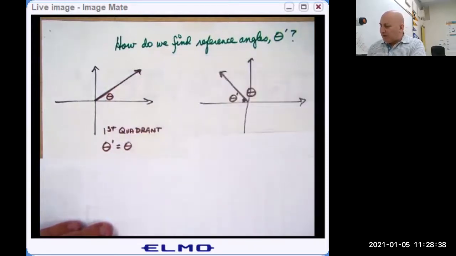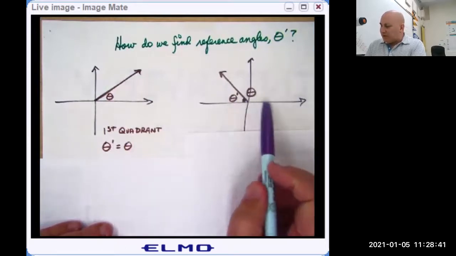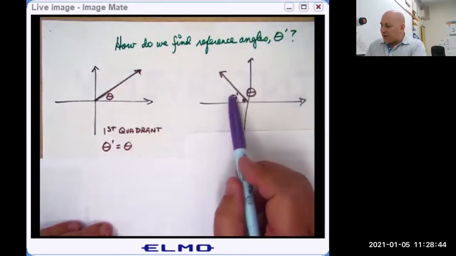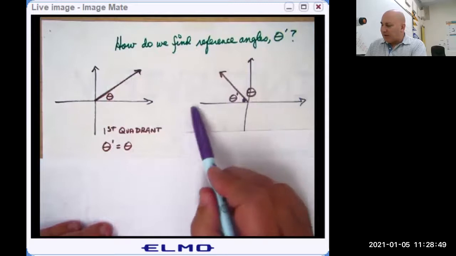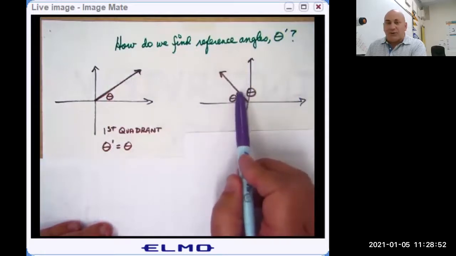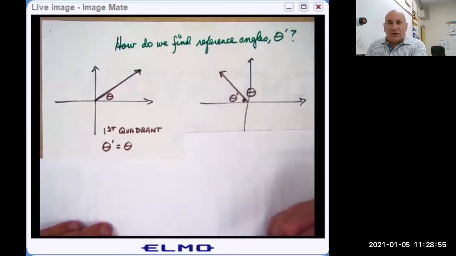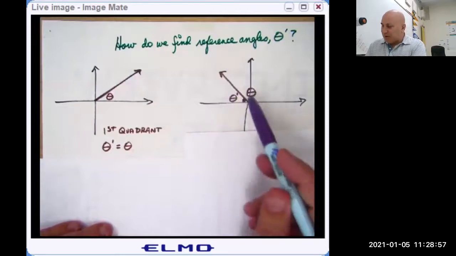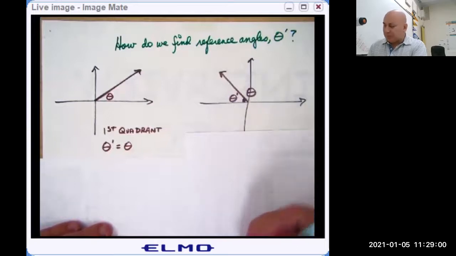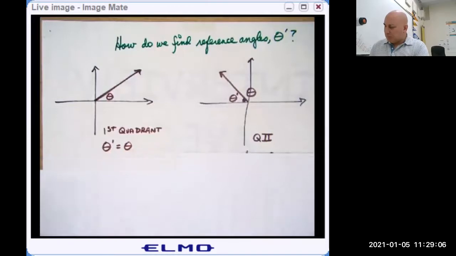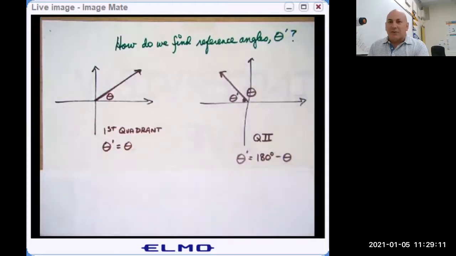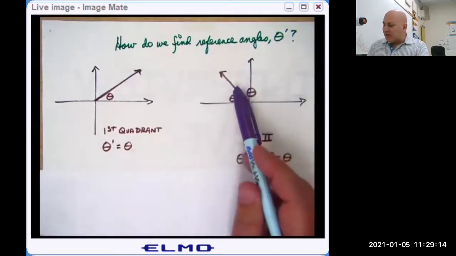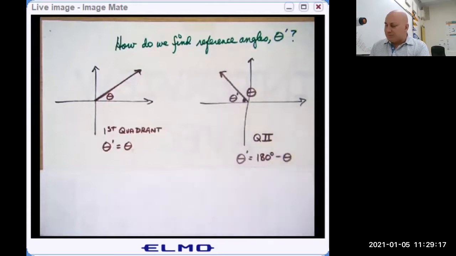What would it be in the second quadrant? So here's theta prime, because that's the acute angle that the terminal side makes with the x-axis. Theta is an obtuse angle. Theta prime is an acute angle. So how would we find theta prime here? Well, it would be 180 degrees minus theta. So when we had a 150-degree angle, the reference angle was 30 degrees.